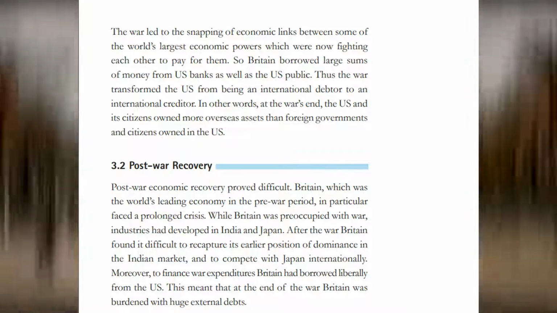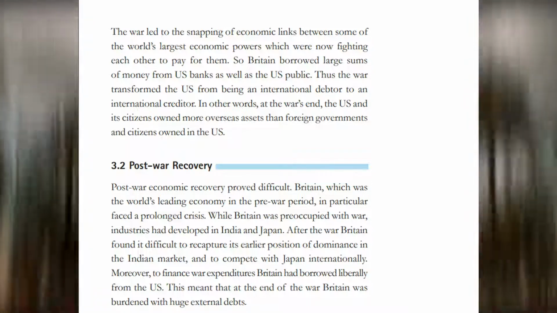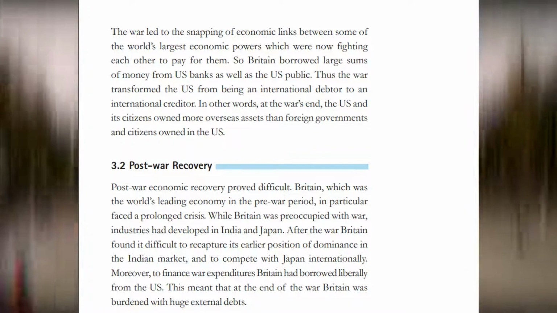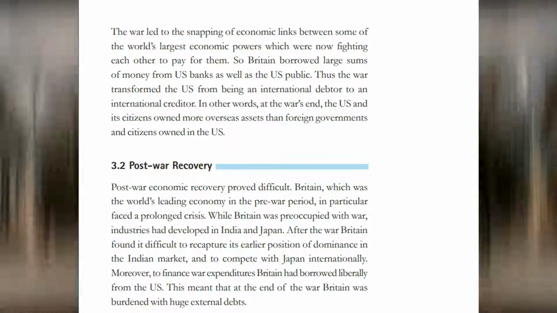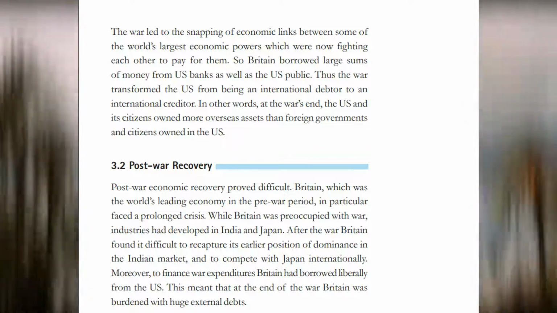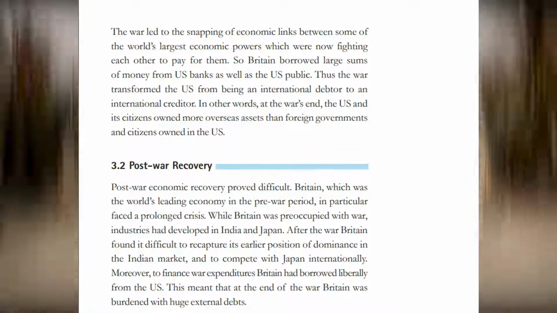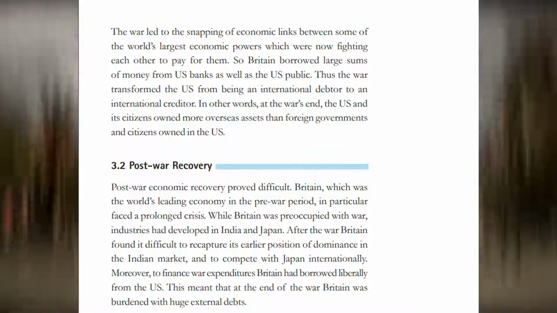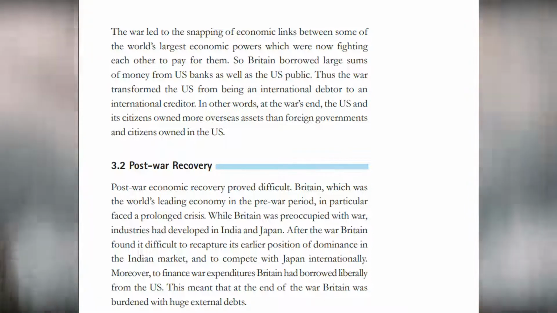So Britain borrowed large sums of money from US banks as well as the US public. Thus the war transformed the US from being an international debtor to an international creditor. In other words, at the war's end, the US and its citizens owned more overseas assets than foreign governments and citizens owned in the US.